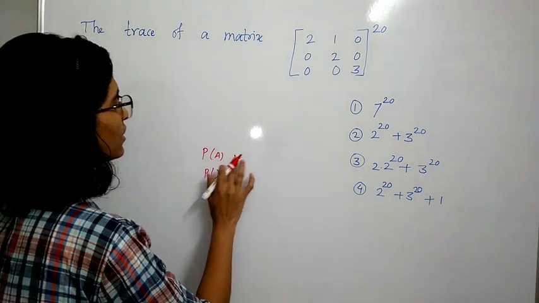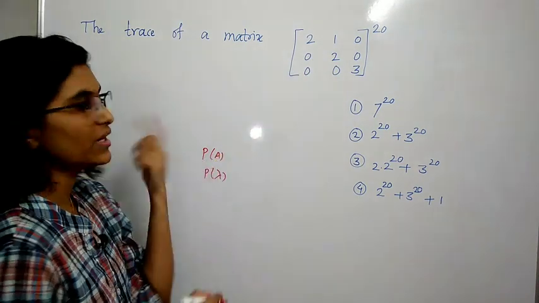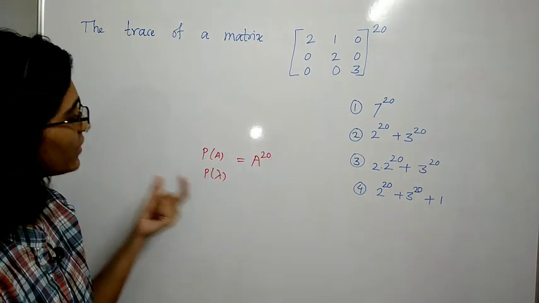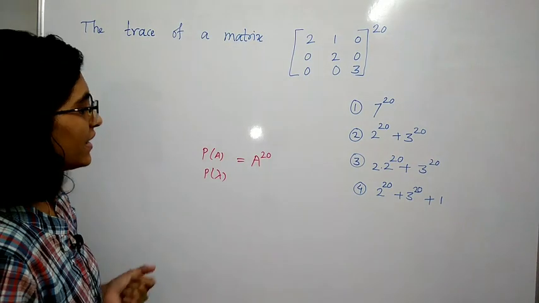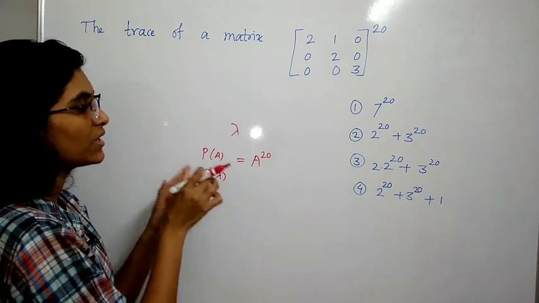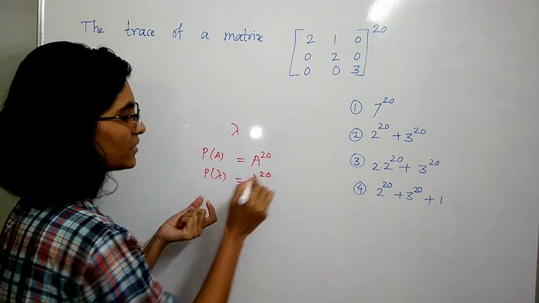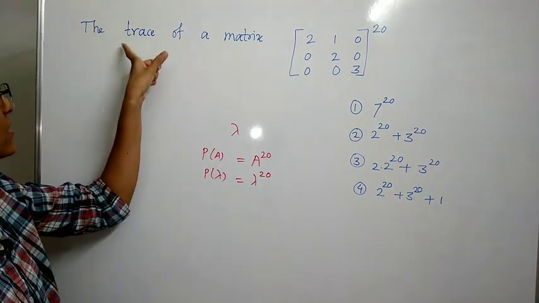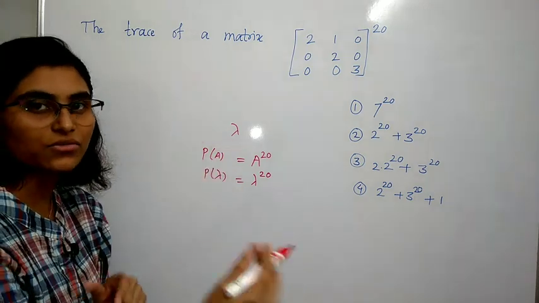So here, let us call this matrix A, then this is simply A raised to 20, right? So we have a polynomial in A which is A raised to 20, and suppose lambda is an eigenvalue of the matrix A. So the eigenvalues of A raised to 20 are just lambda raised to 20, right? Now why do we need this? This is just about trace, right? So what is the trace? It is just the sum of eigenvalues, right?